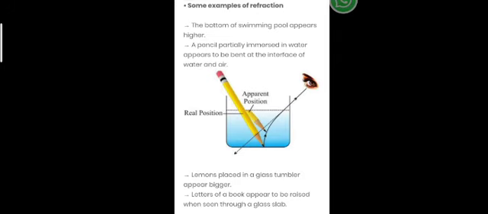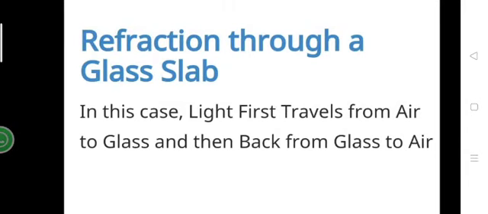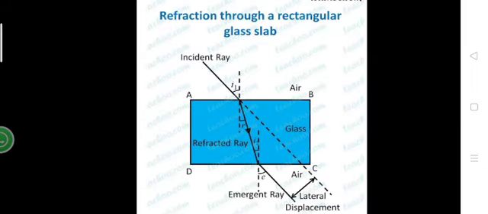Letters of a book appear to be raised when seen through a glass slab. Refraction through a glass slab. In this case, light first travels from air to glass and then back from glass to air. So look at the picture. Here the incident ray is going from air to the glass, and that is the incident ray, that is the refracted ray, and that is the normal.